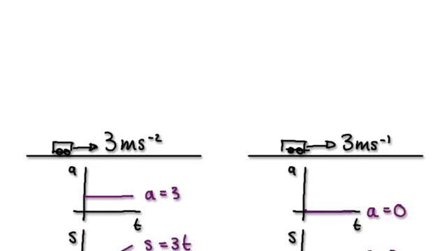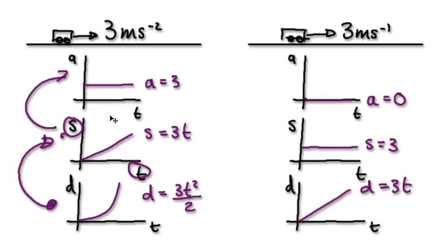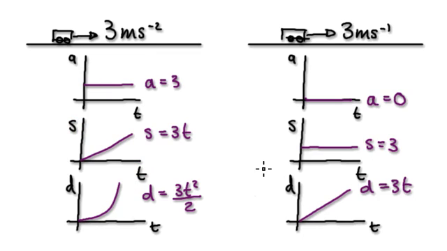Okay, let's give you guys some more practice. So remember, the gradient of this represents the speed. The gradient of the speed time graph represents the acceleration. Okay, so bear that in mind.